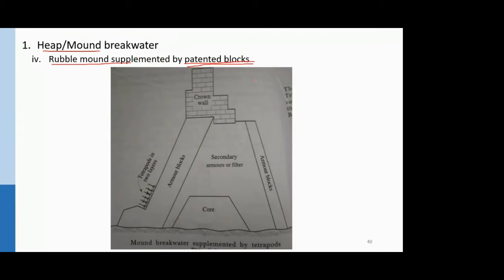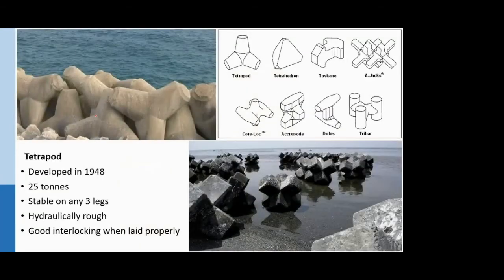Now, what are these patented blocks? I'm sure almost everybody has seen them. If you have been to Marine Drive in Mumbai, or even if you have not been there, you might have seen photographs. You have such structures on Marine Drive. The technical term for them is tetrapods. They are patented blocks which are made. Here you can see in the sketch, this is a tetrapod. And on Marine Drive, you can see the whole seaside is covered by these tetrapods.